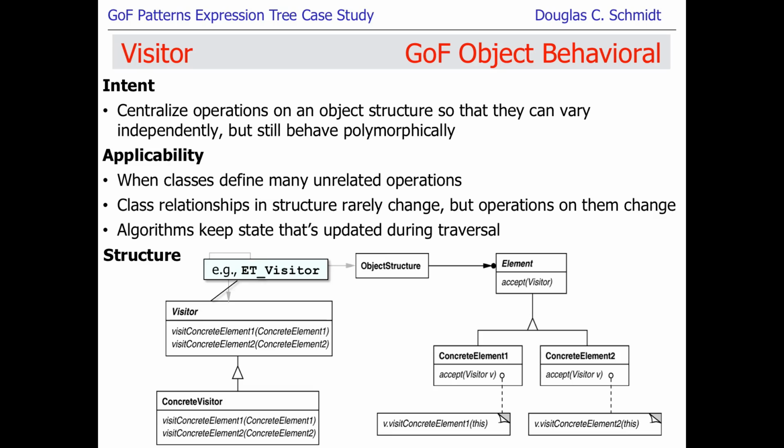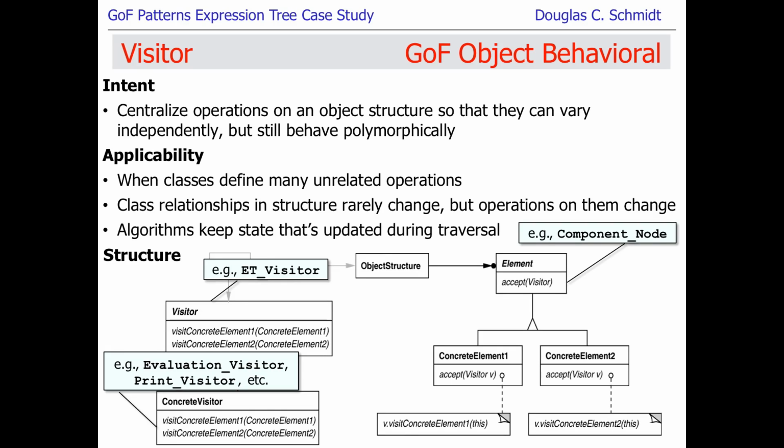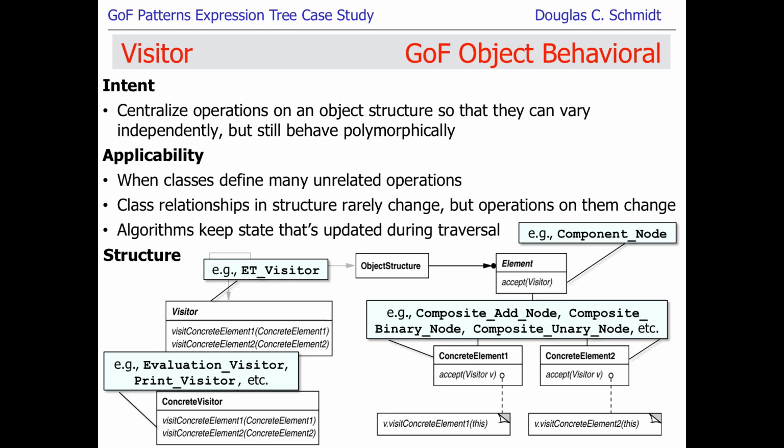OK, so let's take a look in a bit more detail. In terms of the program you're going to be implementing, the visitor is the expression tree visitor. I think your thing is just called visitor in your shell files. But if you're building a bigger system, you'd want to qualify the name to make it more legible, more unique. We have different kinds of subclasses of visitor: evaluation visitor, print visitor, semantic analysis visitor, and so on and so forth. The element hierarchy is rooted at component node. And then we have a bunch of different types of nodes, concrete elements as they call them in the pattern. So composite add node, composite binary node, composite unary node. These are all things you're going to start getting into in assignment 4D very soon, if you haven't taken a look at it already.